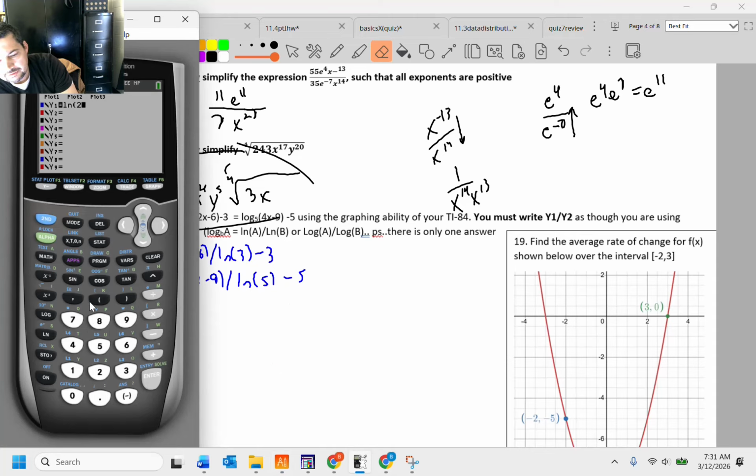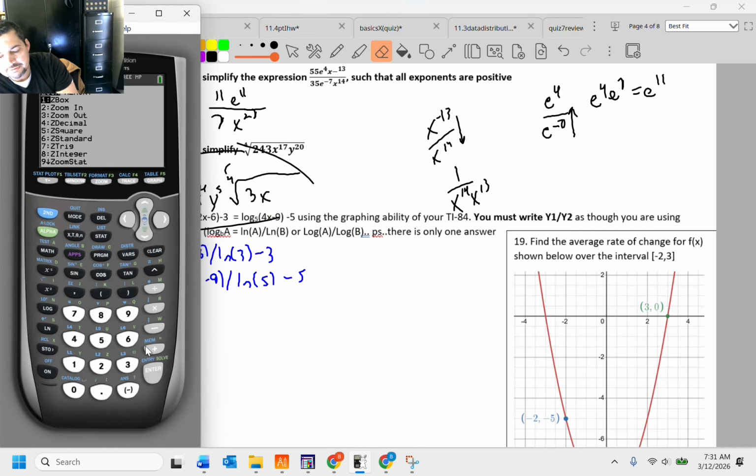We got natural log 2x minus 6 sitting pretty over the natural log of 3. And then take away 3, something a lot of kids don't do. Sitting pretty over the natural log of 4x minus 9, sitting pretty over the natural log of 5. And then take away 5, because it says minus 5.